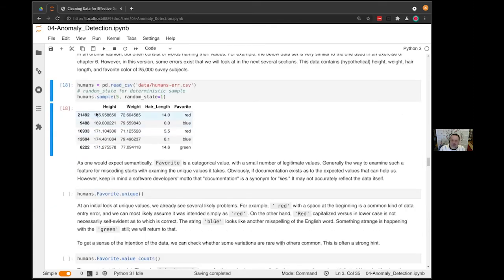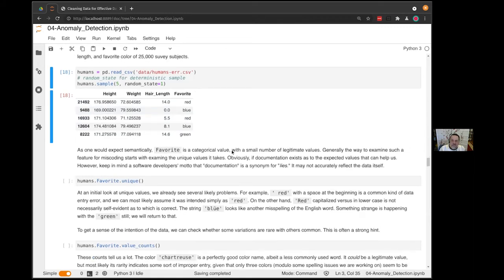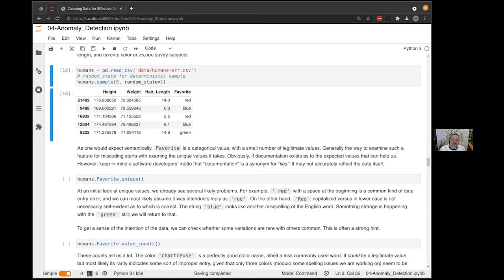But we have people with a variety of heights and a variety of corresponding weights. And I've made up this figure about hair length, where their hair is of different lengths. And to make a categorical field, I've made up a favorite color for different people. So this is sort of phony data, but it hopefully has some characteristics that are realistic.